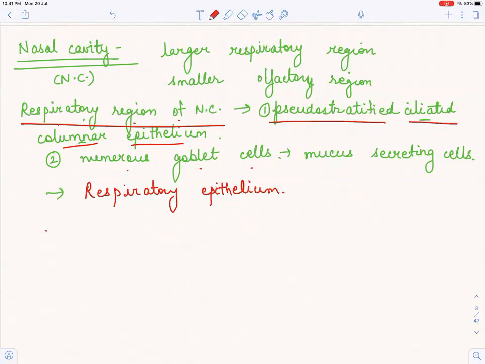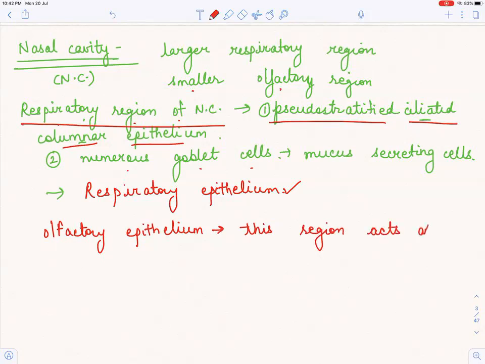Now we'll study the olfactory epithelium. There was a smaller olfactory region, the olfactory epithelium. We already did the respiratory epithelium, so let us do the olfactory epithelium. This region acts as the organ of smell. So there is a respiratory epithelium and there is an olfactory epithelium.